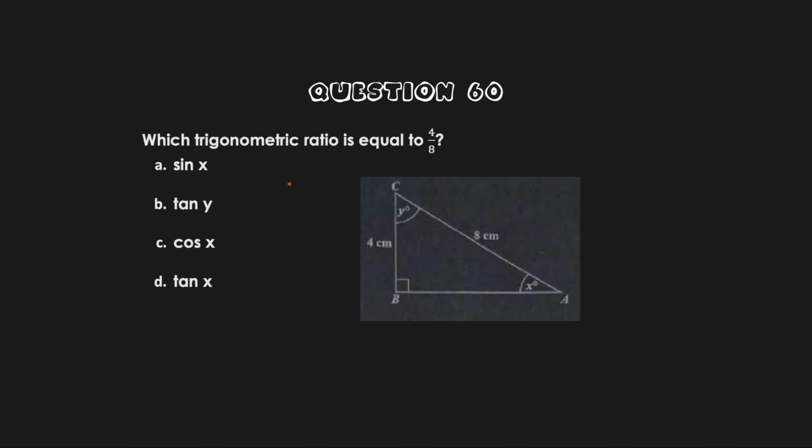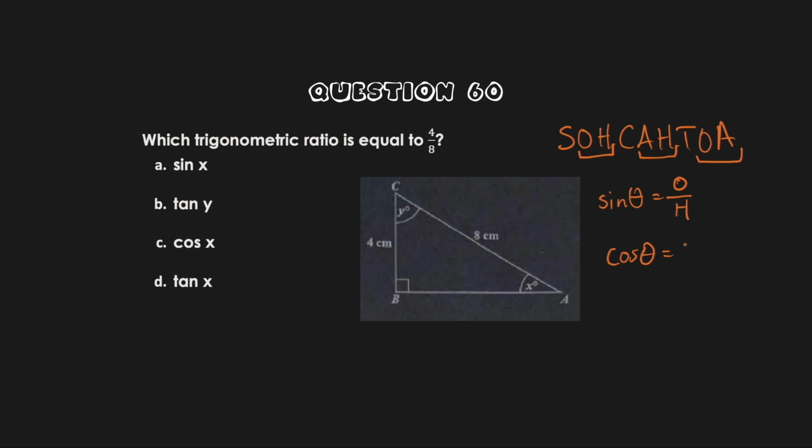So this says which trigonometric ratio is equal to 4 over 8. So let's write down the trigonometric ratios. We have SOHCAHTOA. So what does this mean? Sine, opposite over hypotenuse; cosine, adjacent over hypotenuse; tan, opposite over adjacent. These are things that are represented on your formula sheet. So sine is equal to the opposite over the hypotenuse. Cosine angle is equal to a over h, which is the adjacent over the hypotenuse, and tan angle is equal to o over a, which is opposite over adjacent.